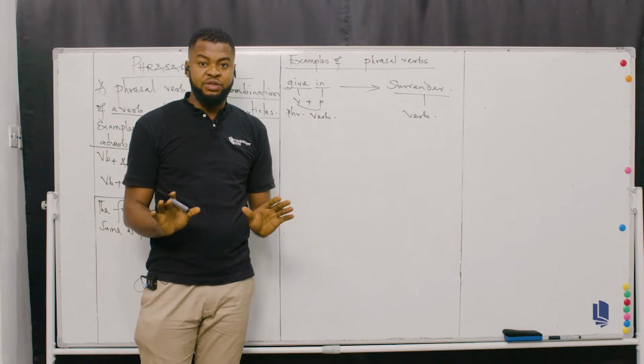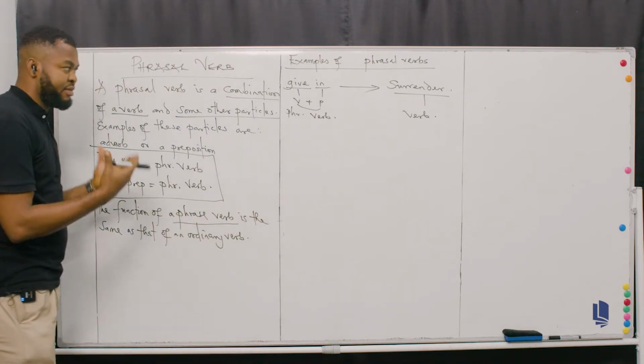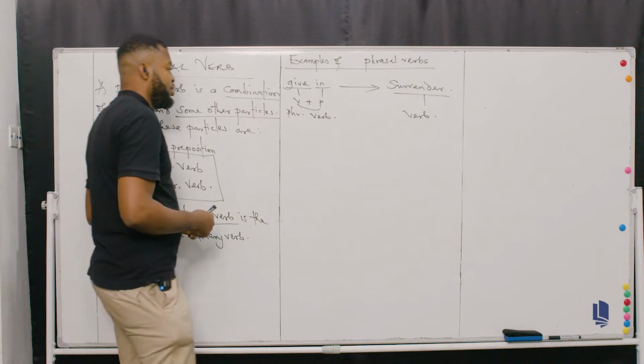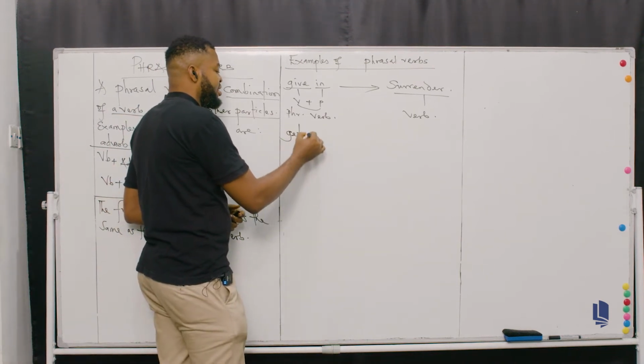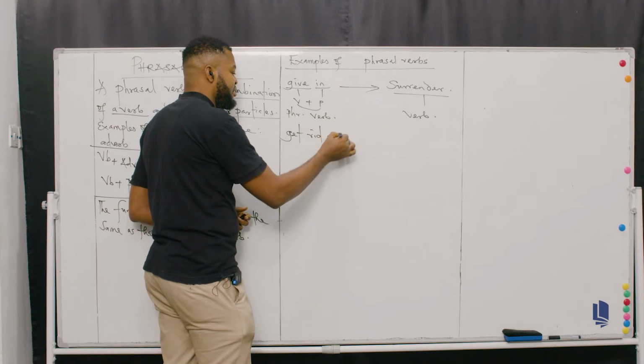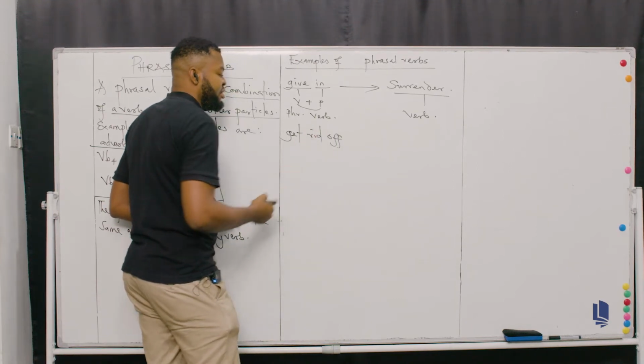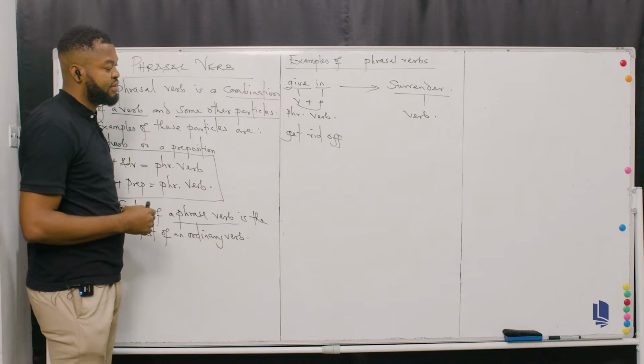I hope this is clear to you now. So here are examples to further buttress this. So here you can have "get rid of." Can you see this now? So, get rid of. Okay.